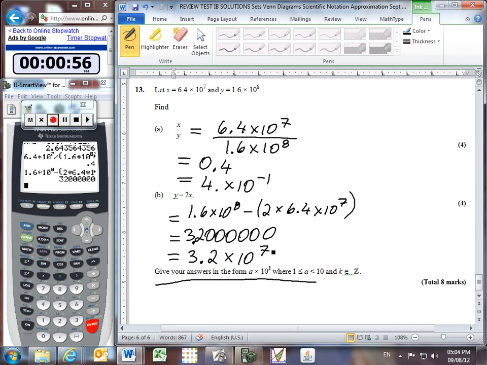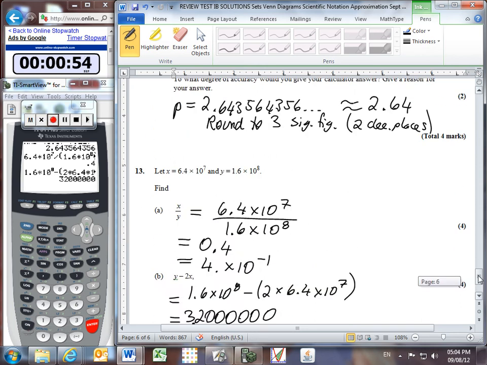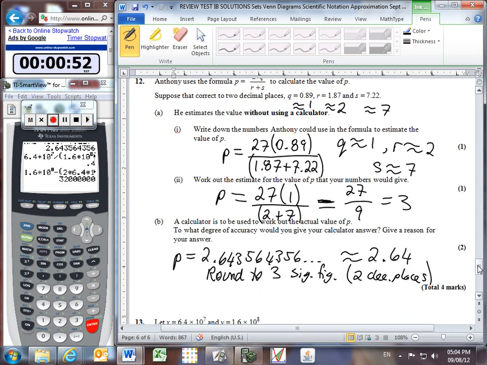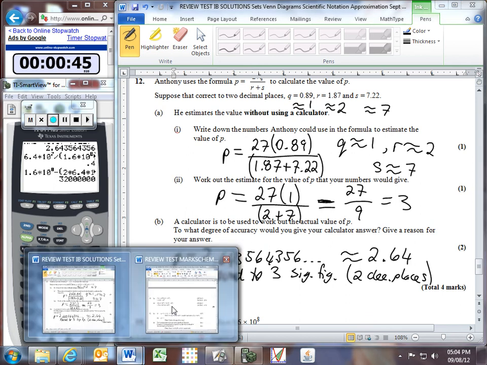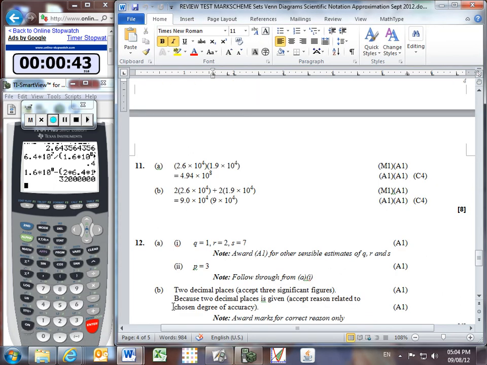So let's just quickly check our answers to number 12 and 13. So number 12, we got Q is 1, R is 2, S is 7, and P is 3. And in the answers, that's exactly what it says. P is 3, Q is 1, R is 2, S is 7. So 1 mark for your 3 estimates, 1 mark for your estimate of P. And part B, either 2 decimal places or 3 significant figures. And I didn't write down my reason. I would have lost a mark. This one gave a reason, because 2 decimal places is given.